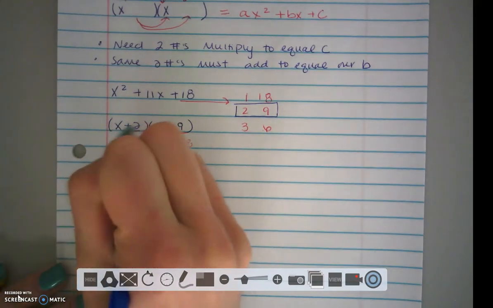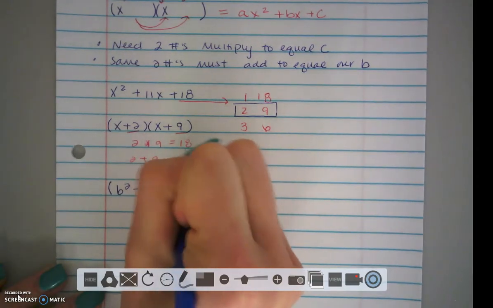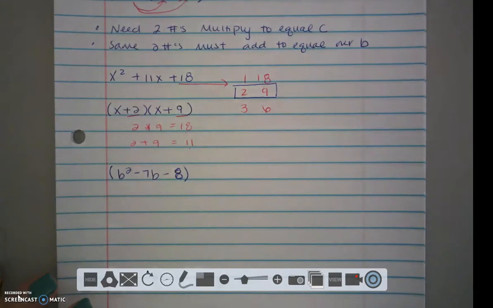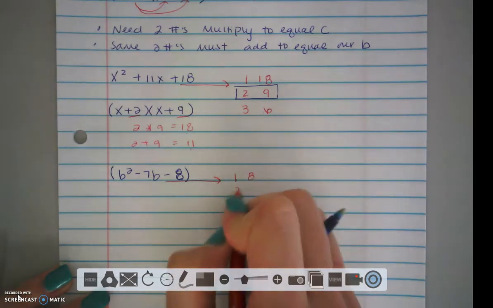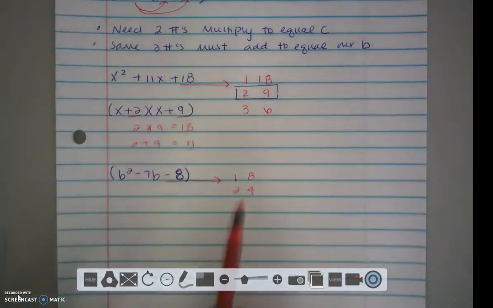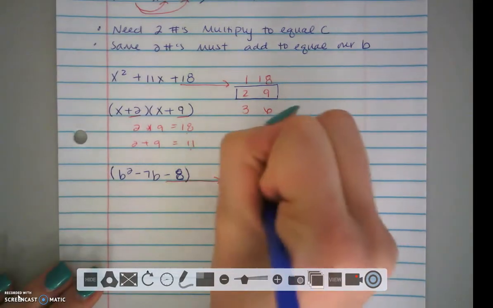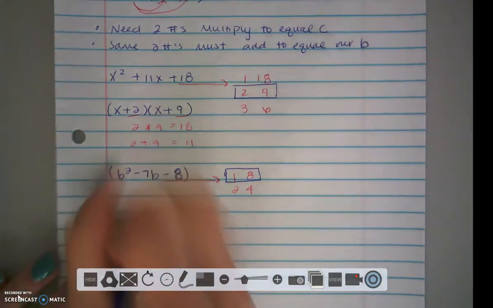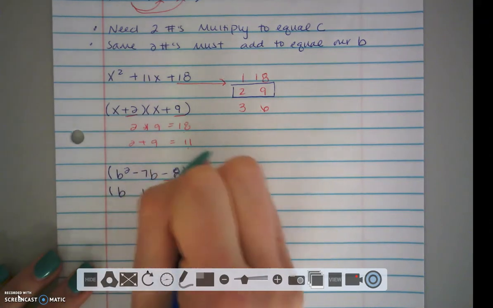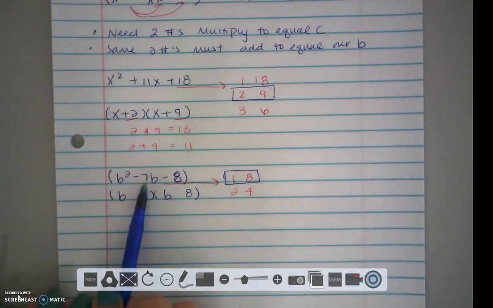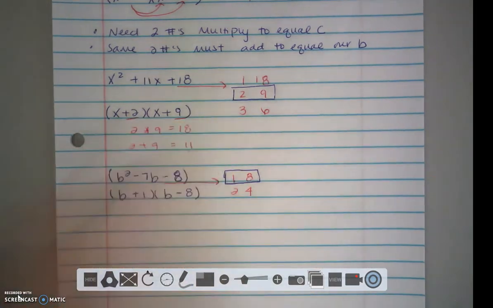Let's try b squared minus 7b minus 8. Okay. So again, let's find the factors of negative 8. We know 1 times 8 is 8, and 2 times 4 is 8. But of those factors, which are going to help me get to a negative 7? 1 and 8. So I have b and 1, b and 8. But notice that this 8 is negative. To get a negative 7, I'm going to need a negative 8 and a positive 1.